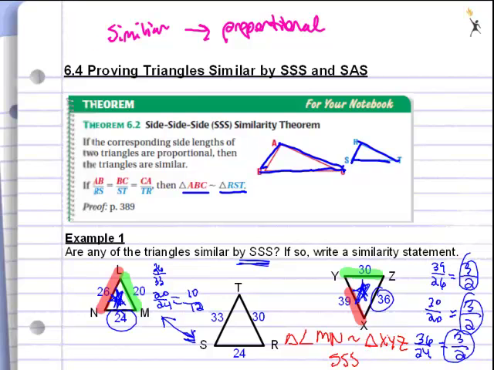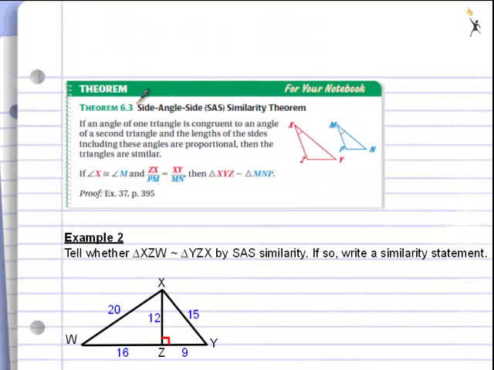Let's look at the next page. Theorem 6.3 deals with the exact same idea, but this deals with side angle side, meaning you have two sides that are similar, and the included angle, the angle in between the two sides, is congruent. Remember, sides have to be proportional, but in two triangles, the angles have to be congruent in order for the shapes to be similar. So let's take a look at this example number 2.